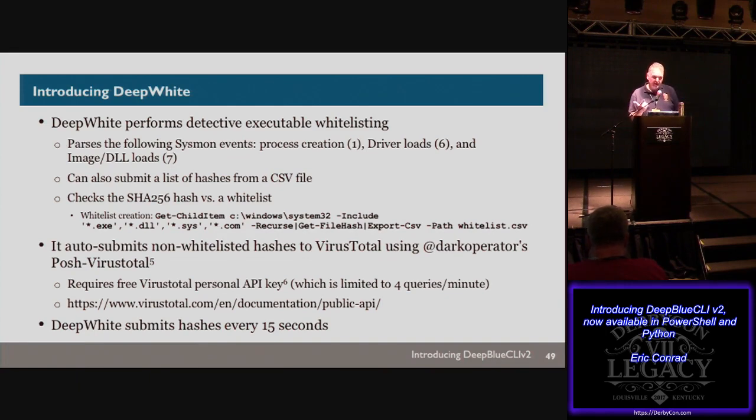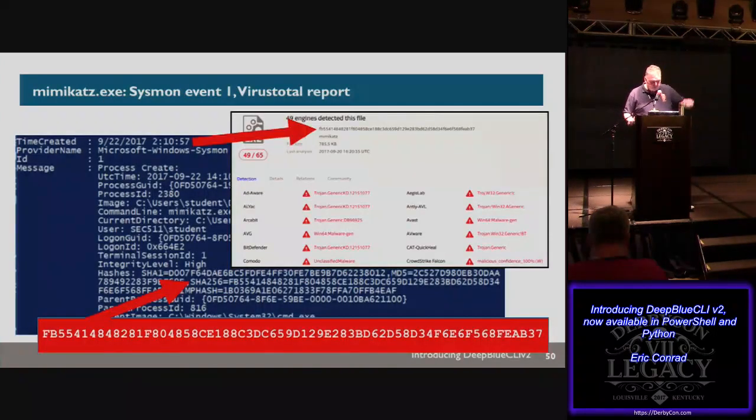So DeepWhite takes not only stuff from the Sysmon events, it also can feed in a CSV file. So you can use that Get-ChildItem to generate a whitelist or a list of stuff to check, right? So, hey, this system's acting weird. Run that command, free, PowerShell. Give me the CSV, and DeepWhite will submit all that stuff if it hasn't seen it before and it's not whitelisted. It's basically automating this process. And once again, if you typed it twice, you should have scripted it once.